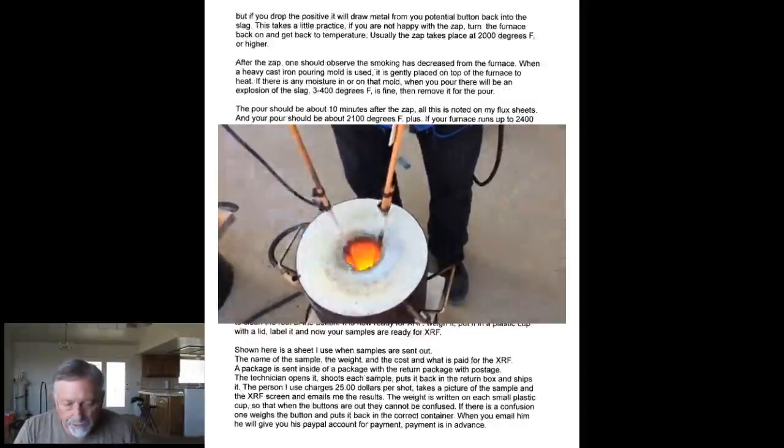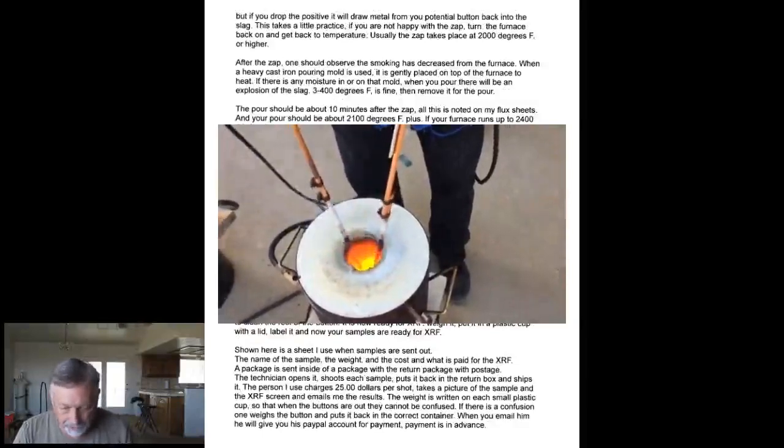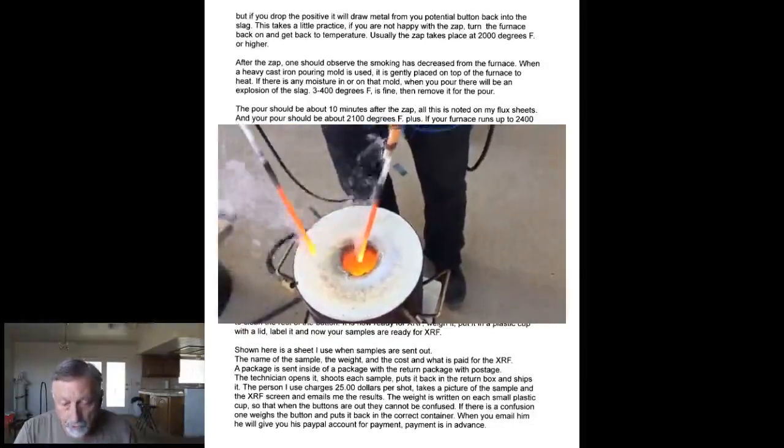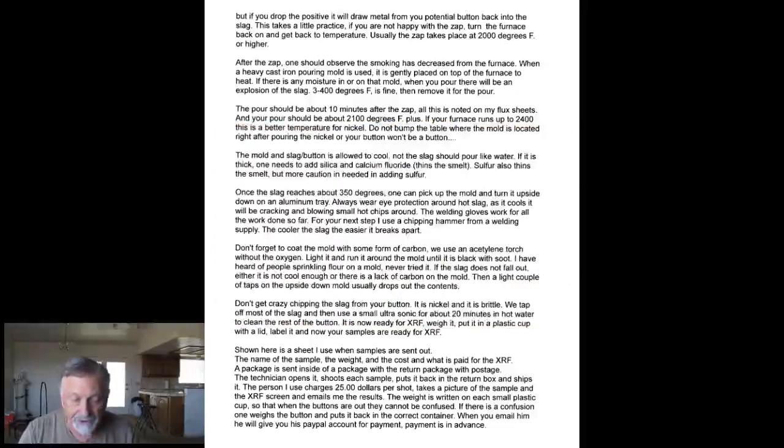If you drop the positive, it'll draw metal from your potential button back into the slag. This takes a little practice. If you're not happy with the zap, turn the furnace back on, get the temperature back up. Usually the zap takes place at 2000 degrees Fahrenheit or higher. After the zap, one should observe the smoking has decreased from the furnace.